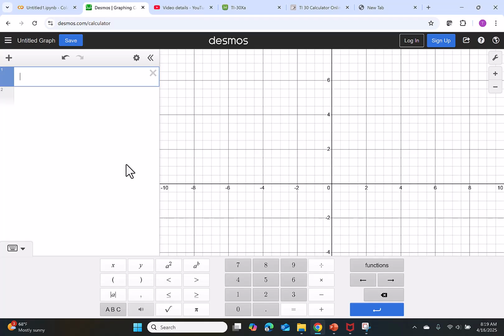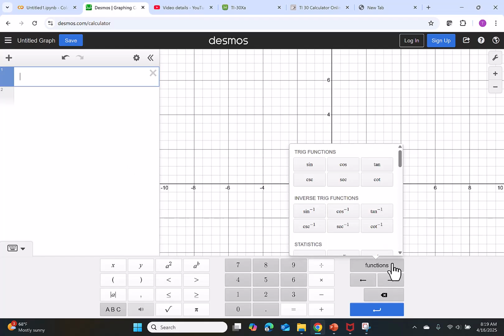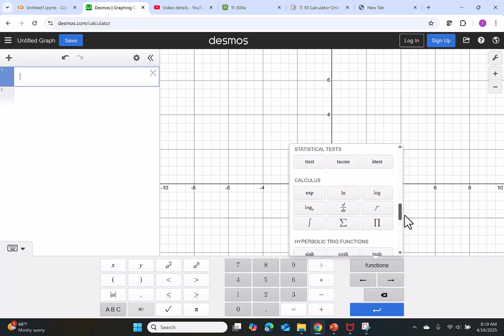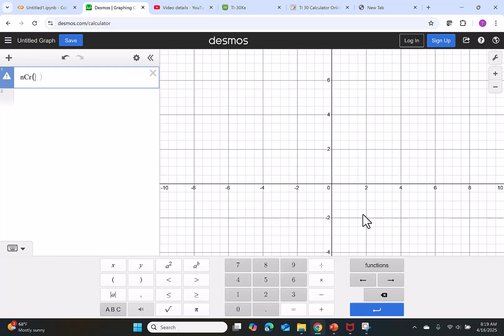I'm going to start in Desmos. In Desmos, you can go to the functions and scroll down to find combinations. We want the combination of 6 choose 4, and then we're dividing by. You can also type in N, capital C and R. Desmos will recognize the function. Then you could continue to type 14, 4. Notice you have 2 options here.